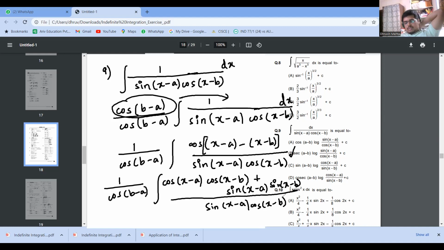चलो, so now you have to split it into two fractions guys. When you split it into two fractions, what will we get? Cos x minus a, आप लोग पूरा कंप्लीट करो. इसके आगे पूरा इंटीग्रेट करो. Split it into two fractions.